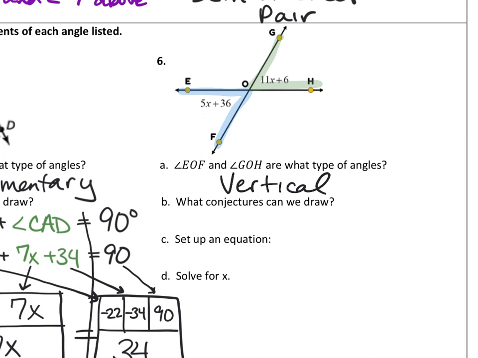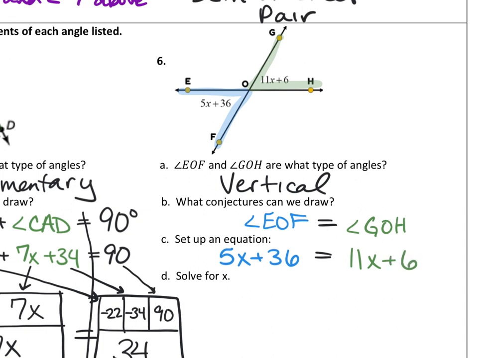So we could say the conjecture we can draw is that angle EOF is exactly equal to angle HOG. Or GOH, I wrote it backwards, sorry. I'll follow the notes the way it's named them. GOH. Okay, so this time when we set up the equation, we're just going to make the whole two parts equal to each other instead of putting a plus sign in between them. So we would say 5x plus 36, which is the blue part from EOF, should be exactly equal to 11x plus 6.